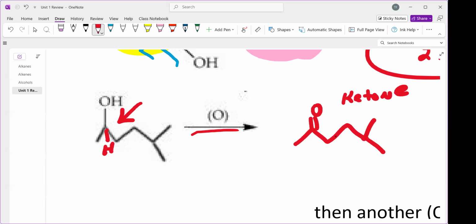Now when we look at that carbon, there are no hydrogens left. So that's why the reaction stops. So to oxidize something, a hydrogen also has to leave.